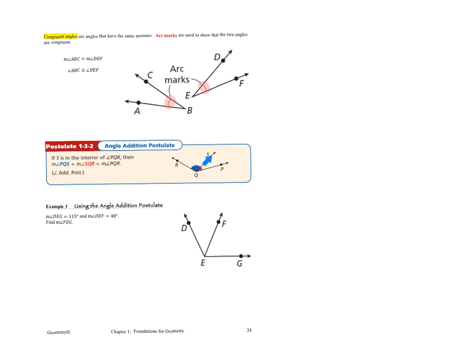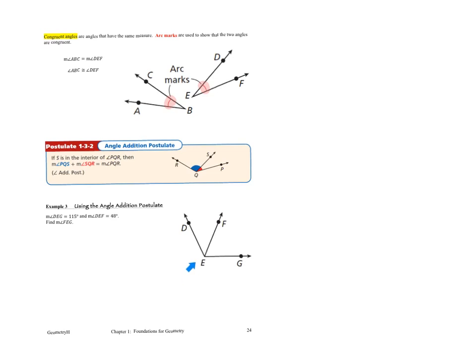And then to name the red angle, I could call it SQP, and to name the whole angle, I could call it RQP. So that's what this angle addition postulate is saying, that angle PQS, the red one, plus angle SQR, the blue one, is equal to the measure of the whole angle PQR.